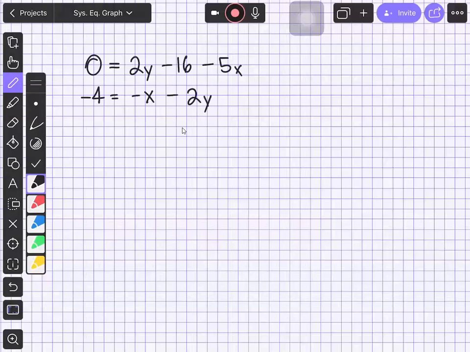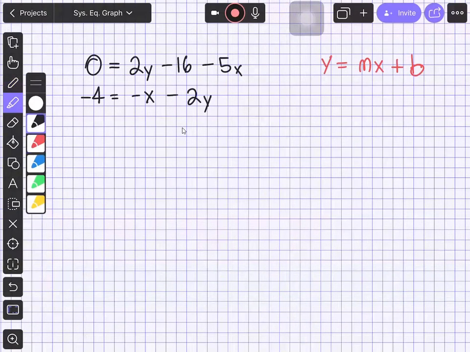Now, if we want to graph this, first we need to have our equations in the slope-intercept form. Why? Because if we look at these equations, we cannot get any information from them. If we have our equations written in the slope-intercept form, we will have enough information to graph them.